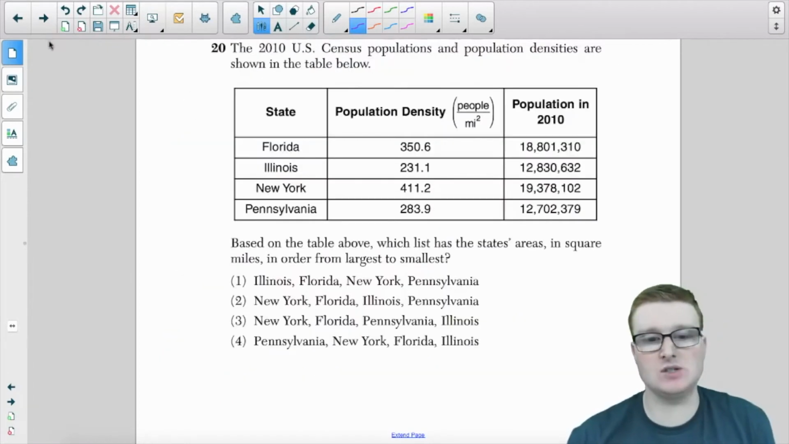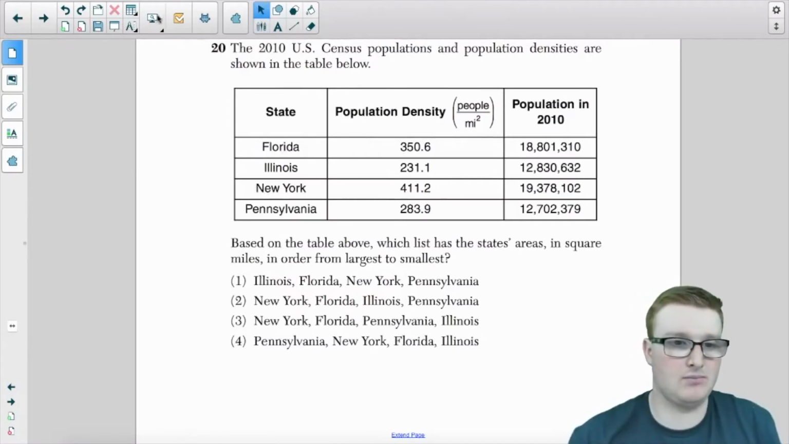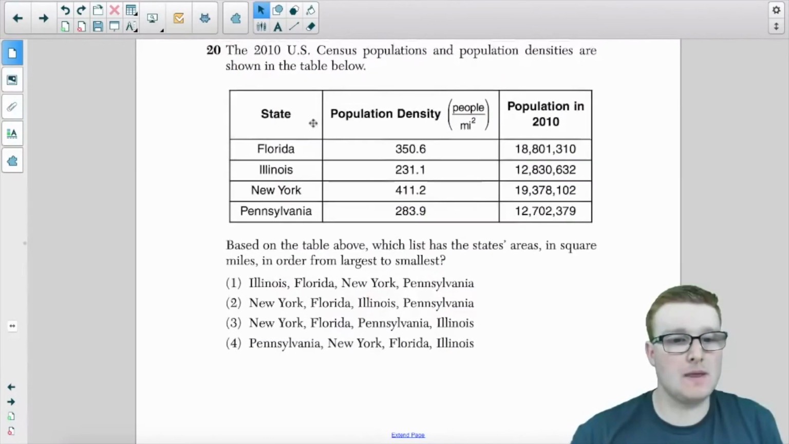Moving on to number 20. This one was a doozy. This one was like, what is going on here? So let me move this over.